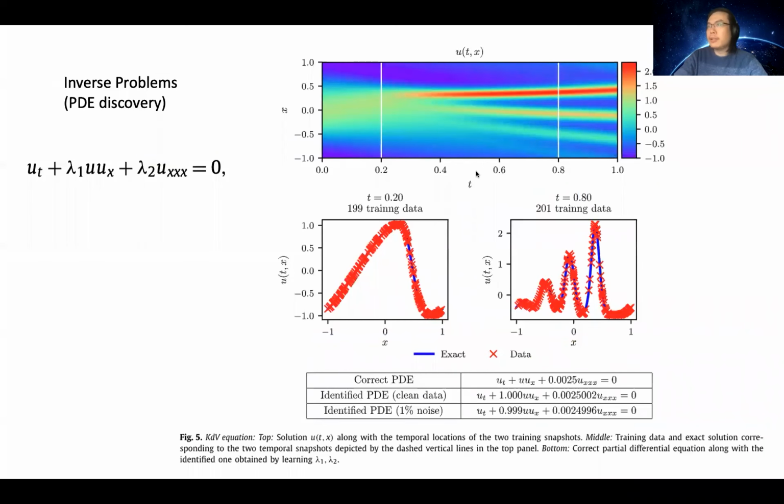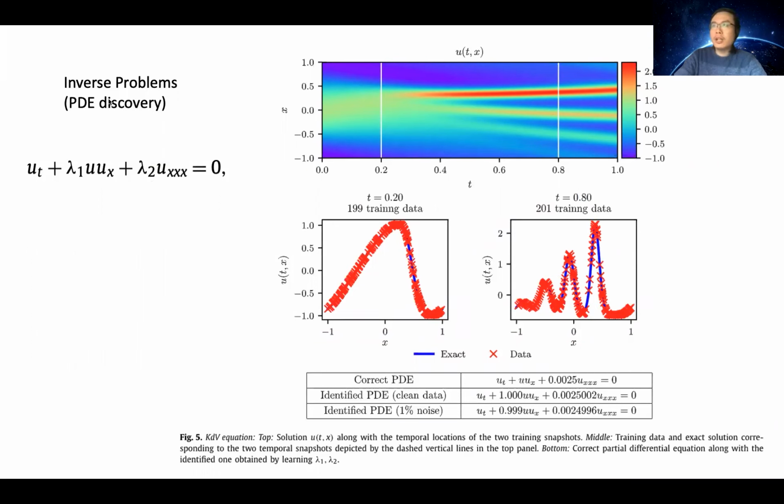Okay. And then we go to the inverse problem, or PDE discovery. Well, this is also a simple problem. The point is we want to infer lambda 1 and lambda 2, but of course we need some data in the interior of the domain. So specifically, we assume that we know data here and here. We don't even know the boundary condition and initial condition. We just know this data.